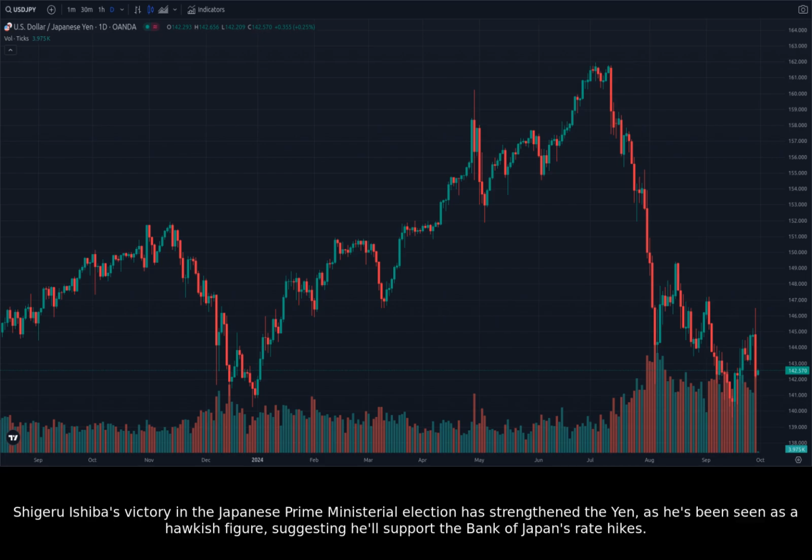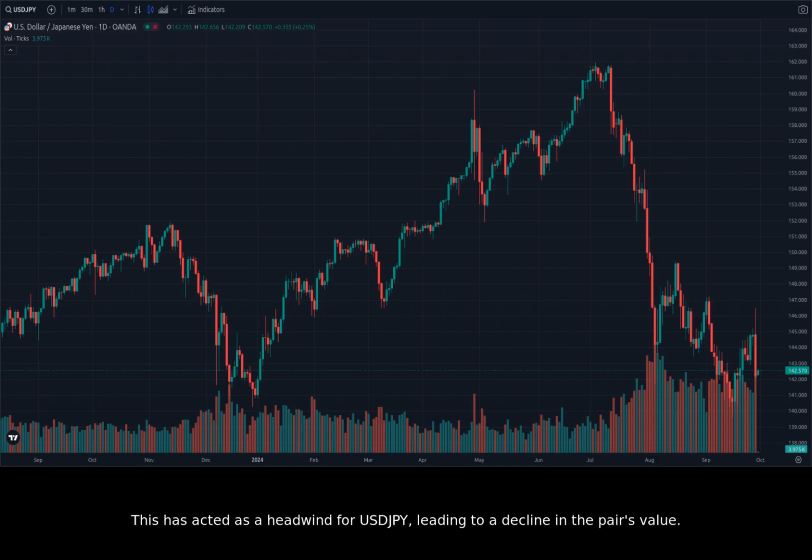Shigeru Ishiba's victory in the Japanese prime ministerial election has strengthened the yen, as he's been seen as a hawkish figure, suggesting he'll support the Bank of Japan's rate hikes. This has acted as a headwind for USDJPY, leading to a decline in the pair's value.